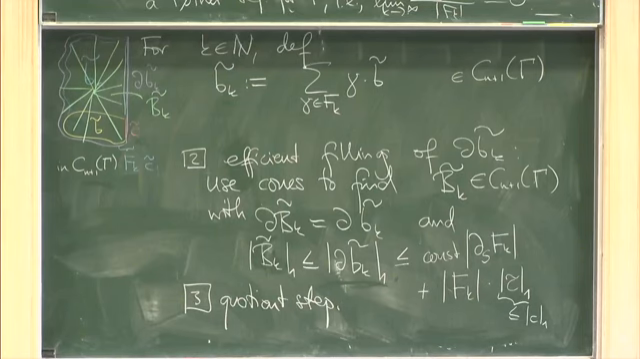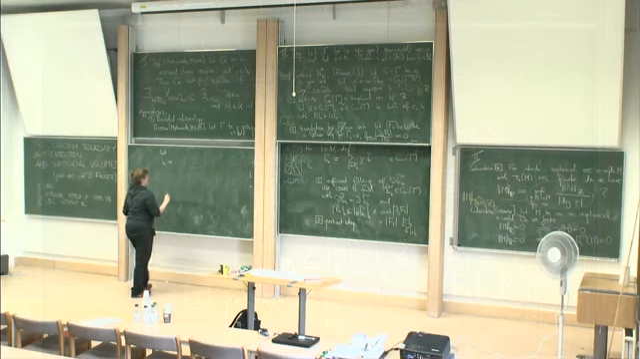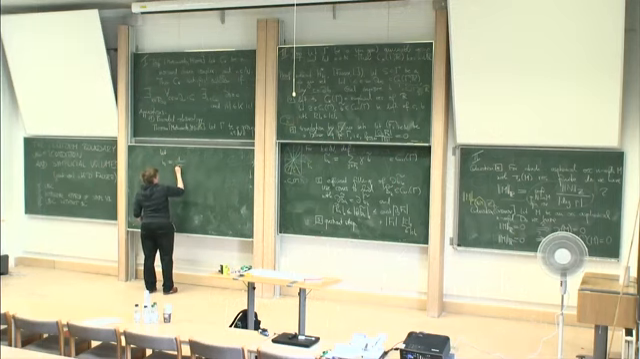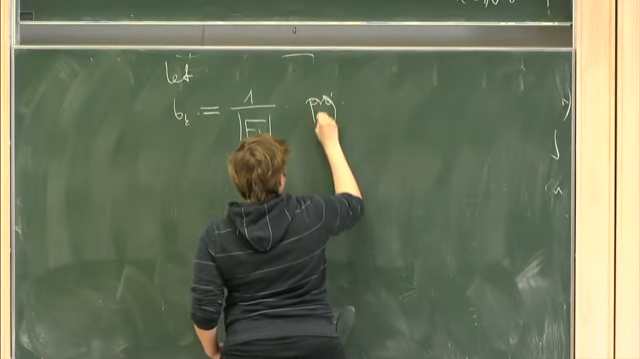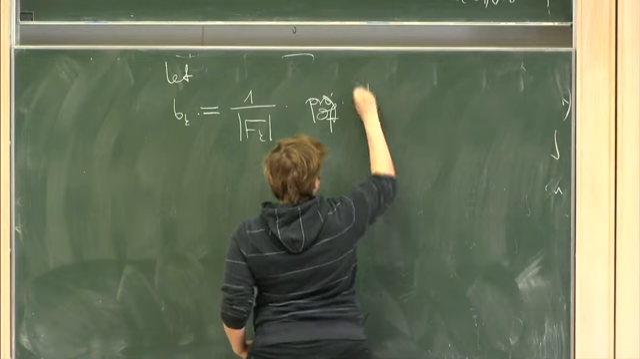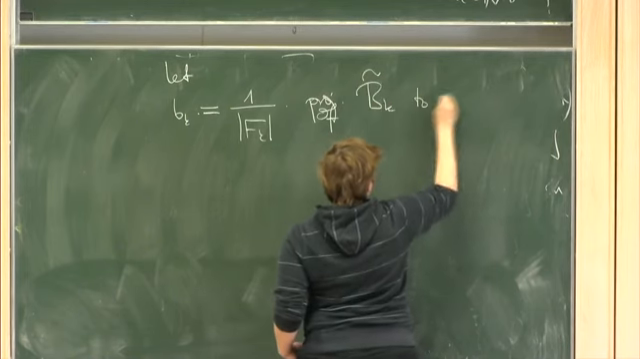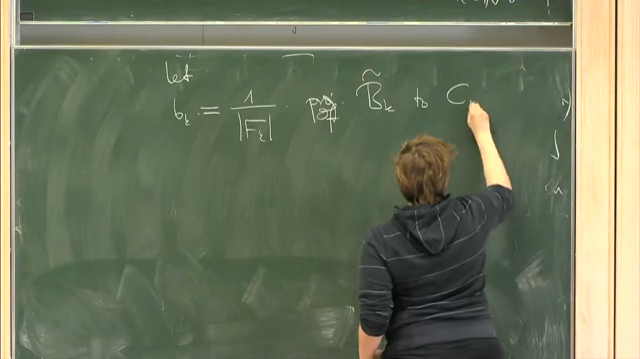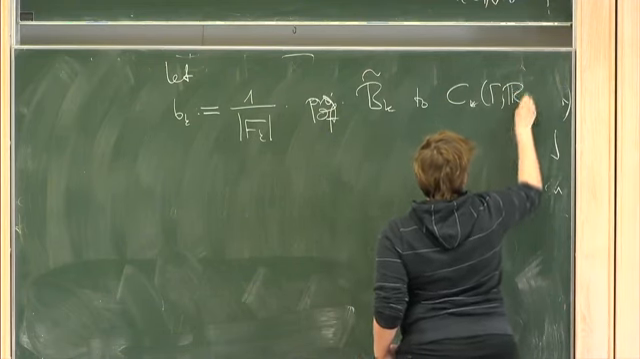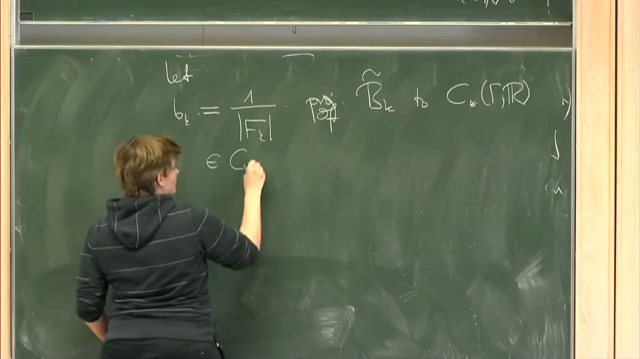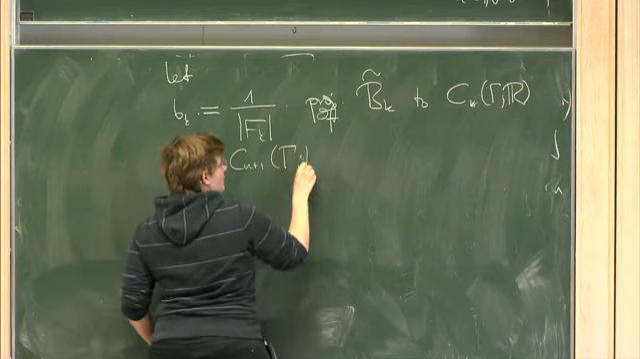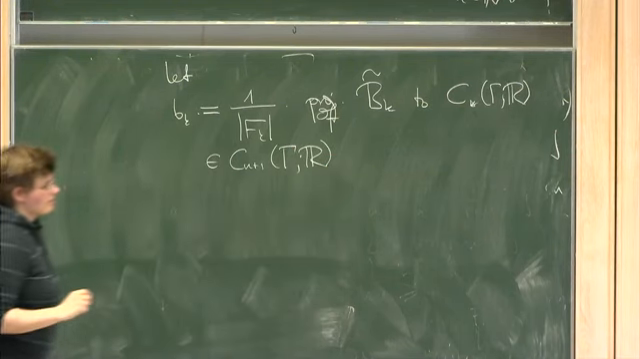So we consider the chain b_k, that is defined as 1 over |F_k| times the projection of b_k tilde to the coinvariants, right? And this gives you a chain on gamma with real coefficients by construction.